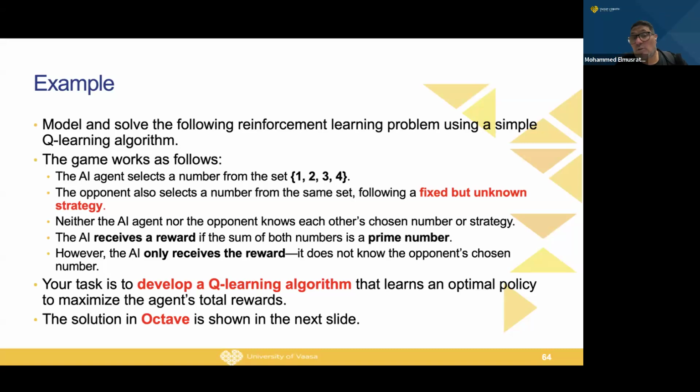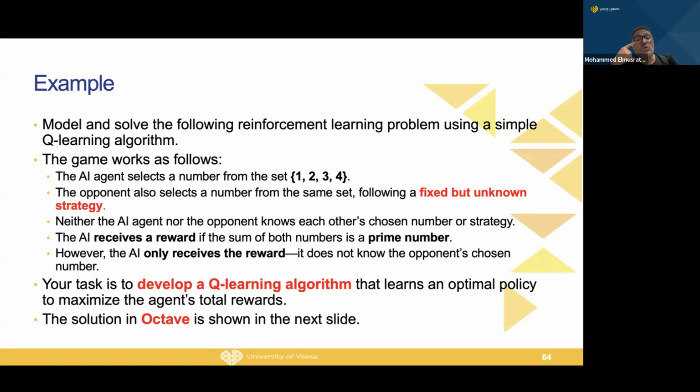But the reward could also come from your opponent selecting 2, because 1 plus 2 equals 3, and 3 also is a prime number. You don't know, actually, where this prime number came from. But what you know is that you get a reward, and you repeat this game many, many times.